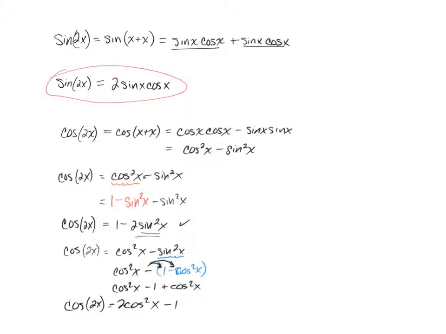So we have the basic one, cosine squared minus sine squared. We have 1 minus 2 sine squared and 2 cosine squared minus 1. So all three of those are useful. You just kind of pick your battle as far as which one you want to use at which time.